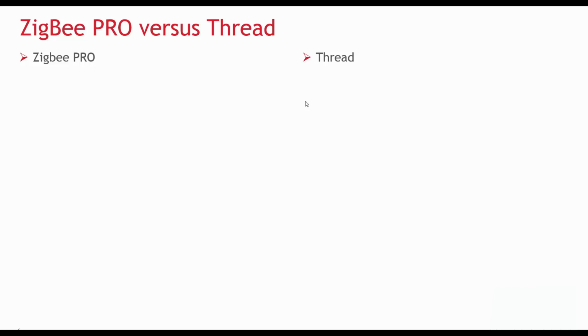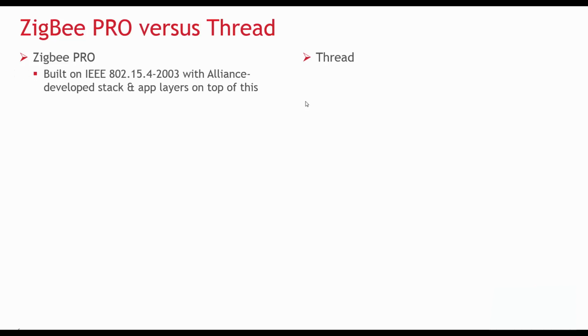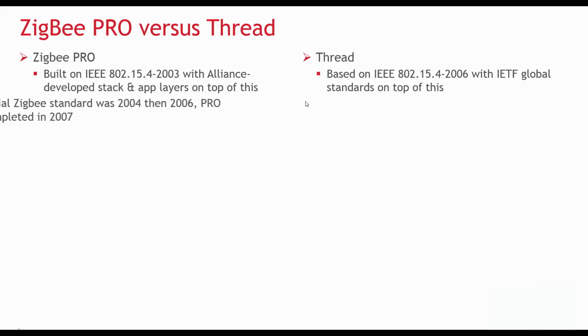Both ZigBee Pro and Thread are based on the IEEE 802.15.4 MAC layer, but ZigBee Pro leverages the 2003 version, and then the higher layers employ ZigBee-specific protocols designed by ZigBee Alliance members, including the ZigBee Cluster Library Application Layer, ZCL. AES 128-based security is provided at the network layer. Thread uses the 2006 version of 802.15.4, which allows it to make use of MAC layer security for AES 128 encryption. Higher layers are all IETF-specified RFCs, with the exception of the application layer, which is not specified by Thread.